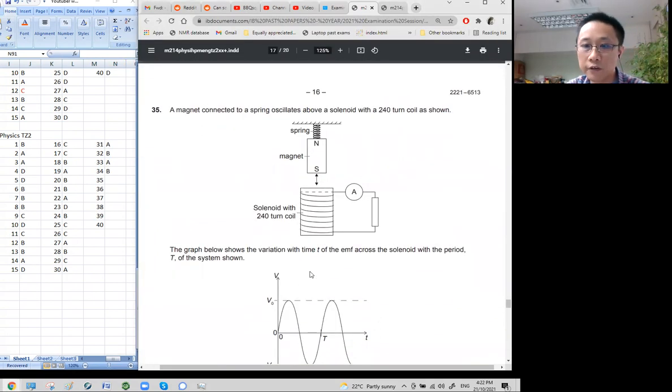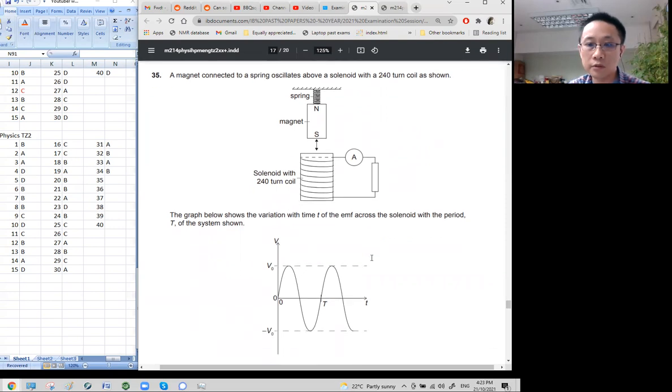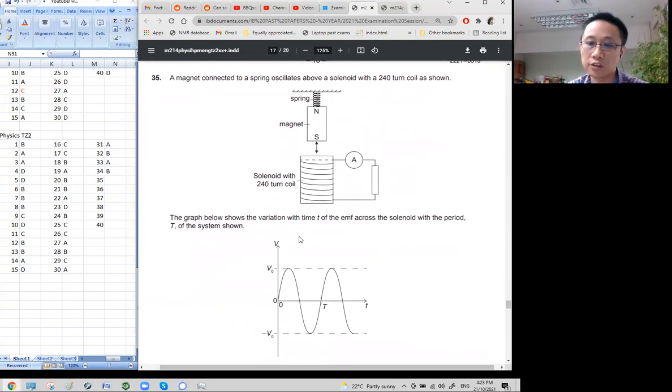Okay, 35. The graph below shows the variation with time. So this magnet, which oscillates in and out of a solenoid connected to a complete circuit, this is definitely a Lenz's law or electromagnetic induction situation, with the oscillation kinetic energy converted into electrical energy. So the oscillation will die down. Let's just read the question first.